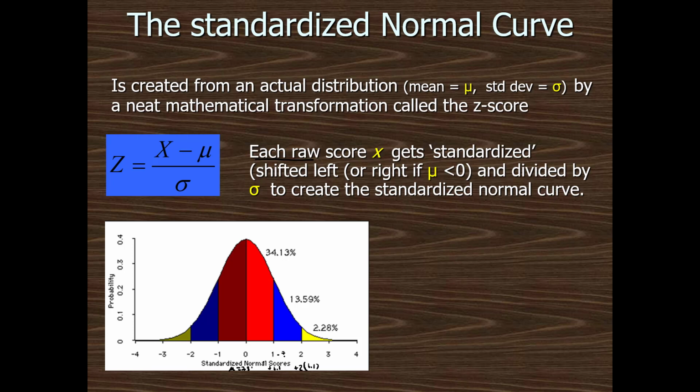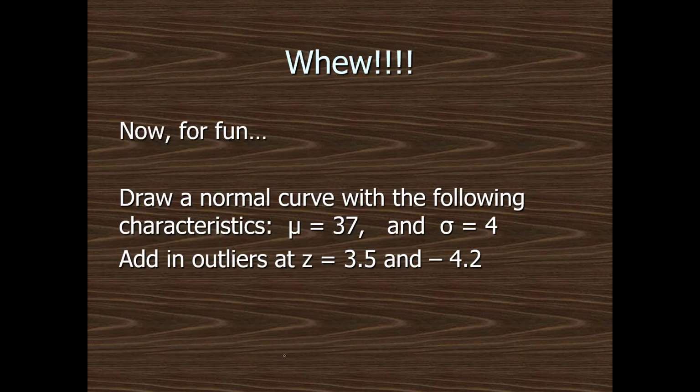Okay, it's time to take a breath. And as you take a breath, it'd probably be a good idea for you to try to draw a normal curve with characteristics mu equals 37, sigma equals 4, and outliers at Z of 3.5 and negative 4.2. Okay, that'll give you a sense of whether you understand the basics of the normal distribution.